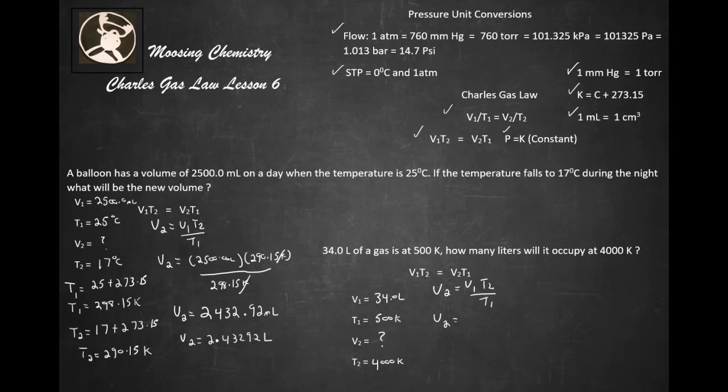So we plug in our values. Our values are going to be 34 liters times our T2, which is 4,000. Okay, that's pretty hot. Divided by our 500 K, which is probably pretty toasty too. So K's cancel out. V2, that's going to be interesting here. It's going to be 34.0 times 4,000 divided by 500. It's going to give me 272.0 liters.